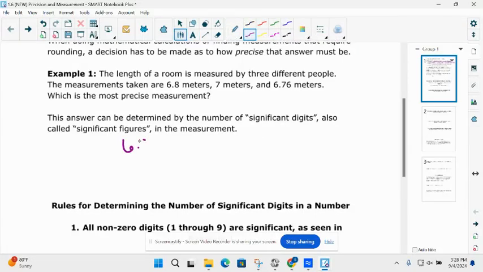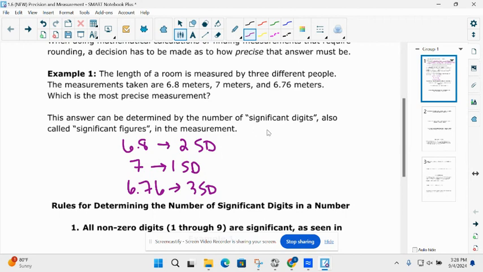So 6.8 has 2 significant digits. 7 has 1 significant digit. And 6.76 has 3 significant digits. The significant digits are the number of digits that account for that number. So this one has 3, and the one with the most significant digits is the one that is most precise. So in this case, the 6.76 would be because it has the most number of significant digits.